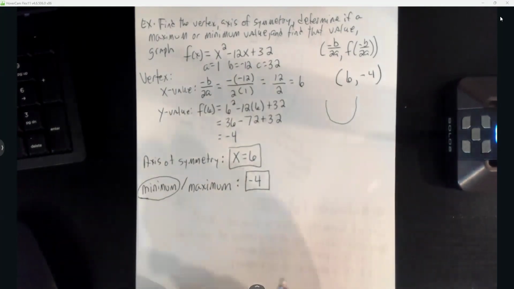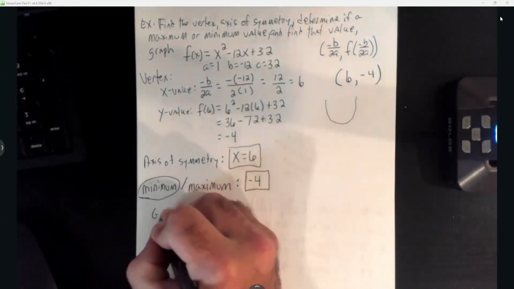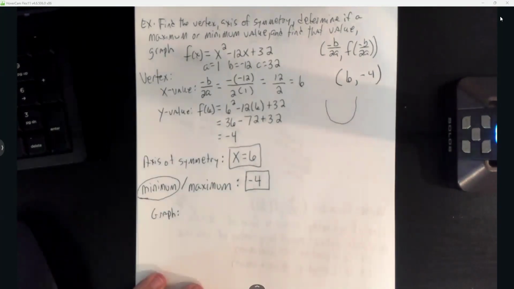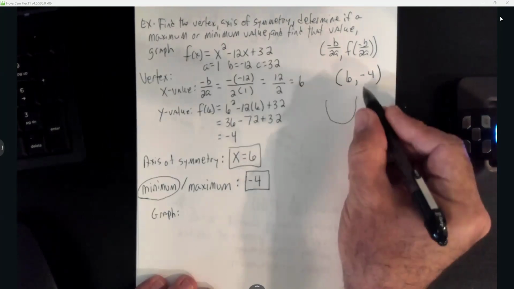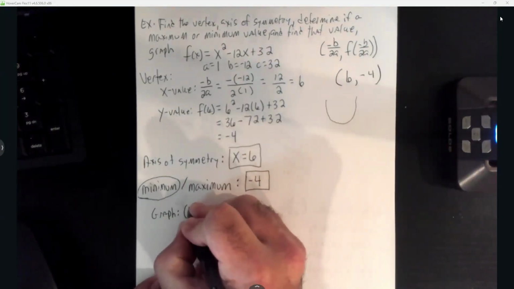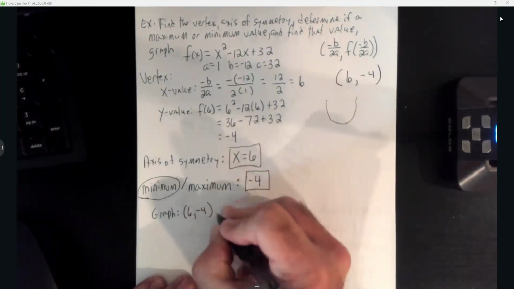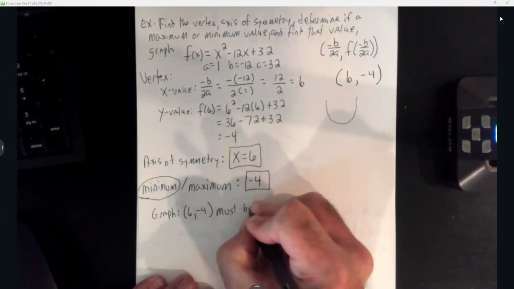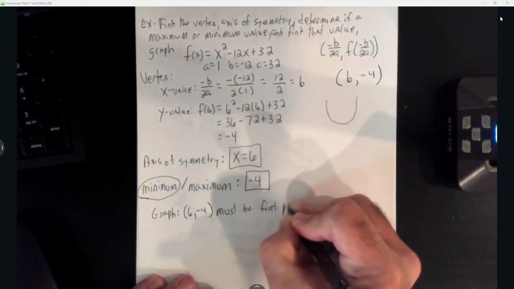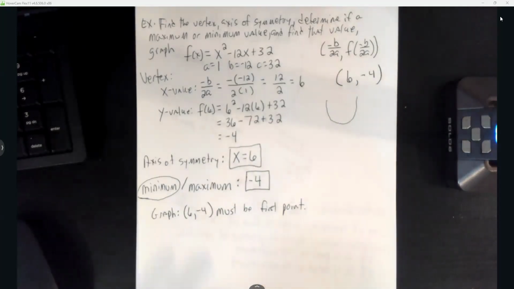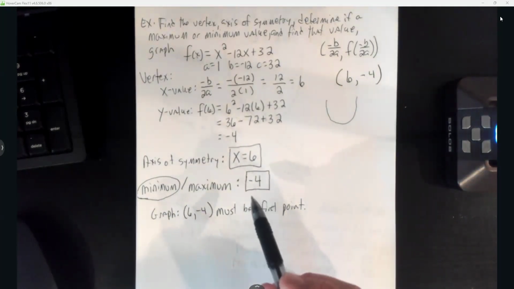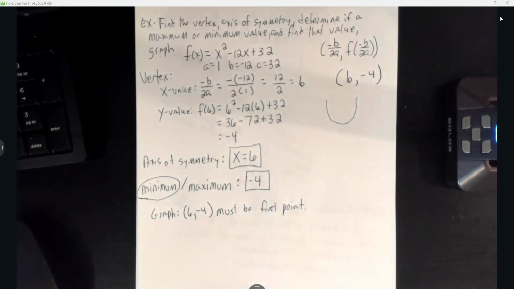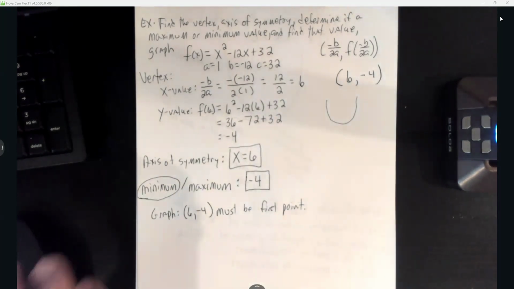All right, then they want me to graph it. Now, when we're graphing it, the first point you gotta graph is that vertex you found. So that (6, -4) must be the first point. Now, you can use any method you want to get the second point. So usually I just graph it in y equals and get my second point, okay?